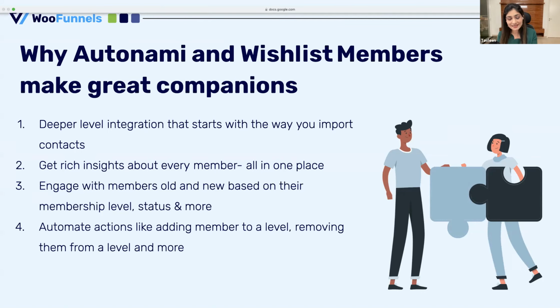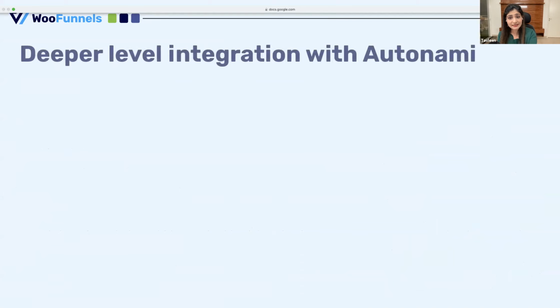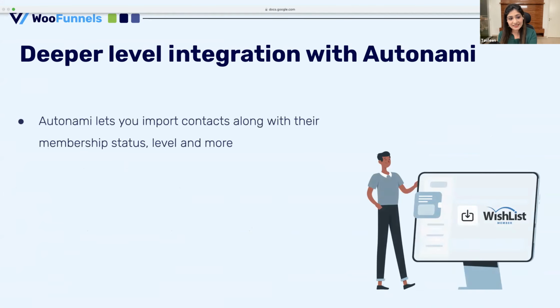Then you can automate actions like adding members to a level, removing them from a level, and so much more. You can set your event, and then you can set your action, and you can automate all those actions. And of course, you can send out the right message to the right people based on their membership level. So this is kind of like an overview of what you can do. And now I'm going to go deeper into how this really looks.